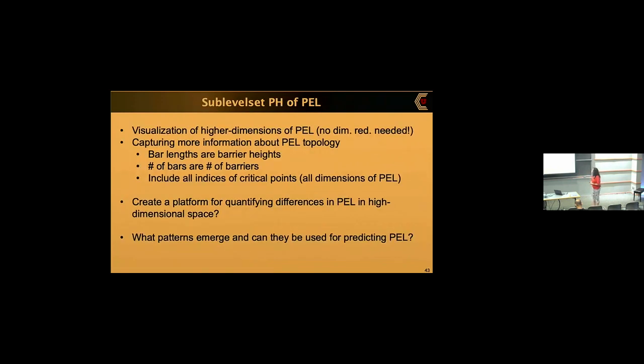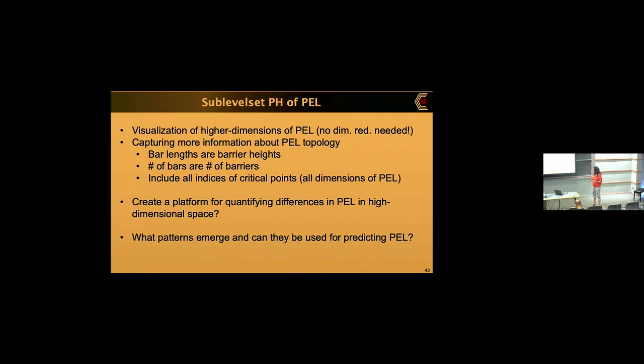And so we're going to use level set persistent homology, but this time instead of doing filtrations on density on a surface, we're now doing this on an energy landscape. This allows us to capture a lot more information about the topology of the energy landscape: the bar lengths, so the barrier heights, the number of bars, the number of barriers. We've got all the indices of all the critical points, and I'm going to show you some of these that are very, very high dimensional in a minute.